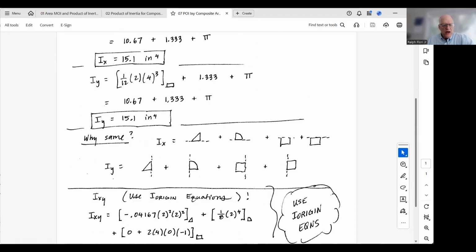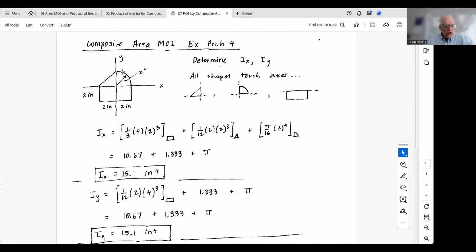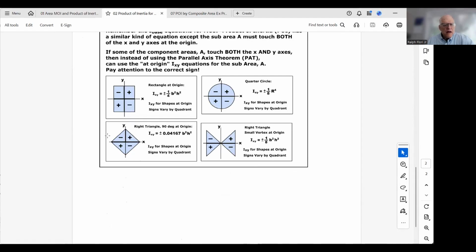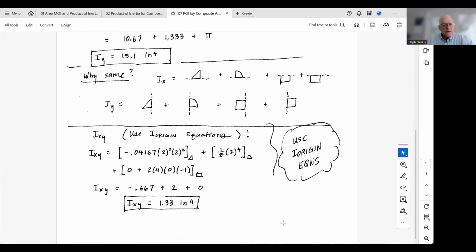I did IX and IY, but coming down to IXY. And so for the right triangle in this corner here with its right angle at that corner, this guy here is going to have a negative sign, and it's going to be negative 0.04167 b squared h squared, nestled in that corner.